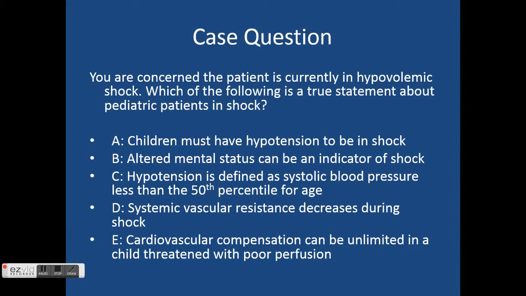Which of the following is a true statement about pediatric patients in shock? A, children must have hypotension to be in shock. B, altered mental status can be an indicator of shock. C, hypotension is defined as systolic blood pressure less than the 50th percentile for age. D, systemic vascular resistance decreases during shock. Or E, cardiovascular compensation can be unlimited in a child threatened with poor perfusion. B, very good. So the content specification is to recognize that blood pressure may not be adversely affected by shock.